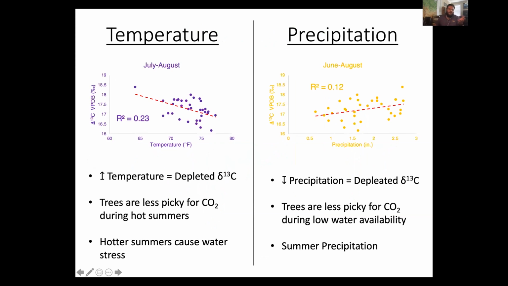We picked out two typical ones: temperature and precipitation. Temperature had a better signal, 23% of variance. And essentially, during hot, dry summers, trees are less picky for the carbon that they process. So the really big picture here is that moisture stress is a big driver, or a big correlation to what's happening to these trees before they die.